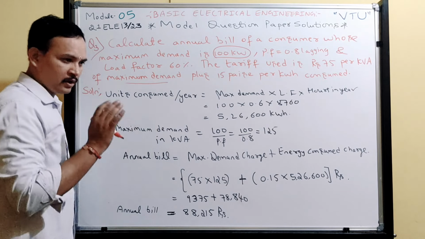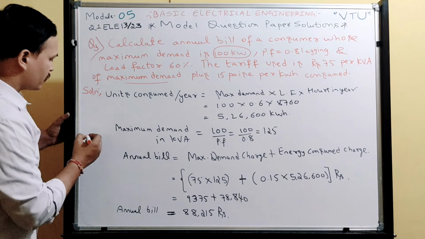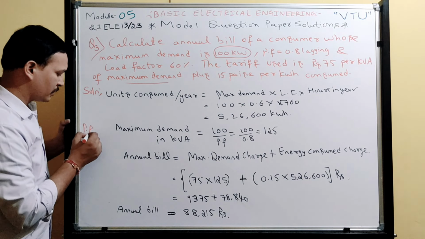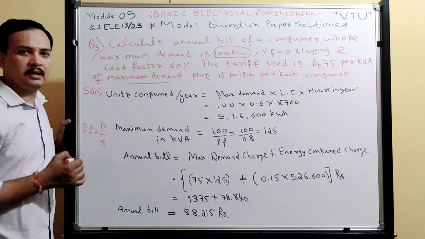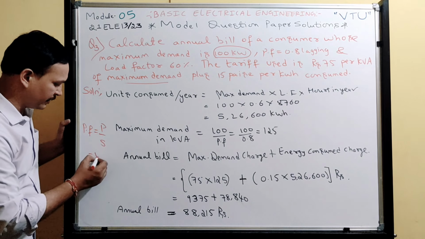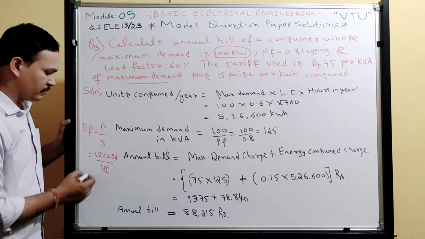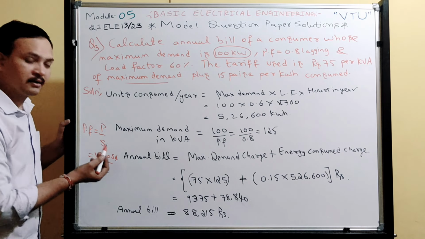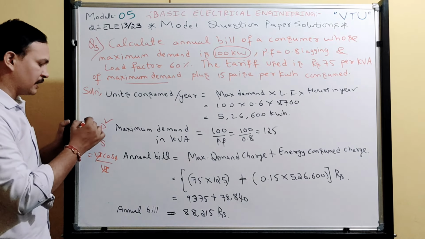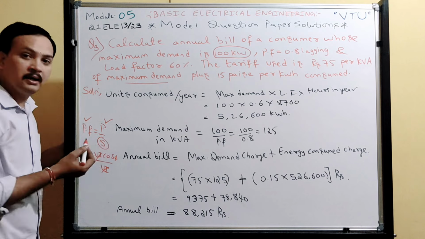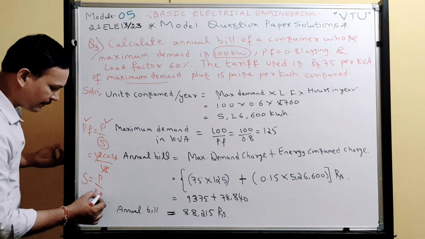Maximum demand in kVA formula is active power by power factor. Because what is the definition of power factor? We know that the ratio of active power to apparent power is called power factor. What is active power? VI cos phi. What is apparent power? VI, which gets cancelled. What is power factor? Cos phi. Now in this problem, they have given the P value and the power factor. From that you can easily find S. Therefore we can write S is equal to P by power factor.